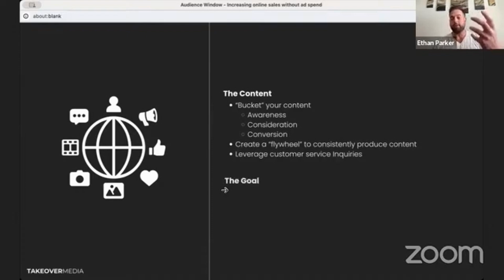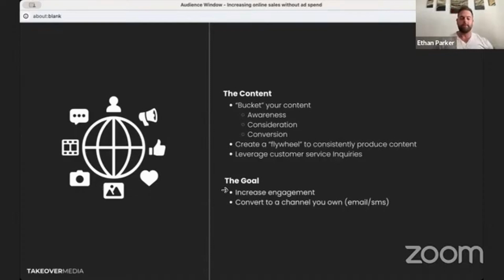But we also always remember the goal. And the goal is not necessarily just to gain followers and just to get engagement. What we want to do, with that engagement, is convert them to a channel that we own. So that's going to typically be email and SMS, barring a few exceptions. We want to get these people from our social accounts onto our list that we own. That's the goal. We're going to sell some stuff on social media too, and that's great. We're going to do a percentage of that anyway. But we have to make sure we're capturing as much data as we can.